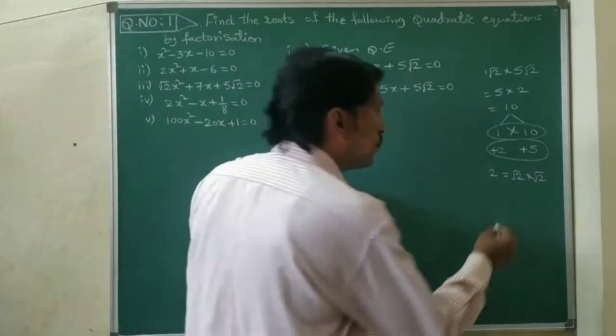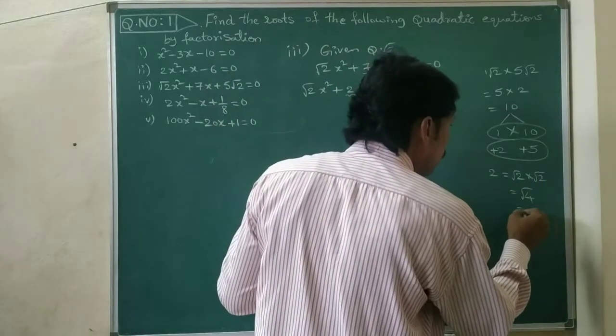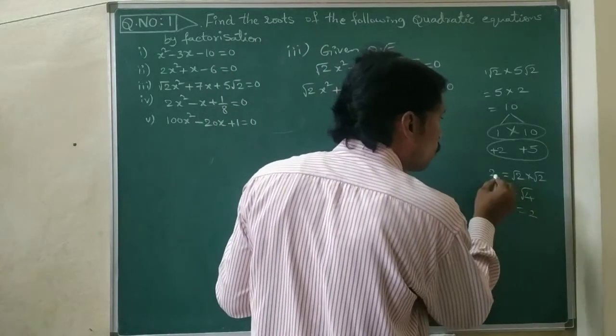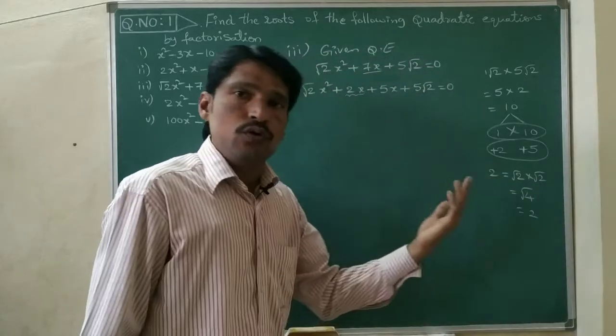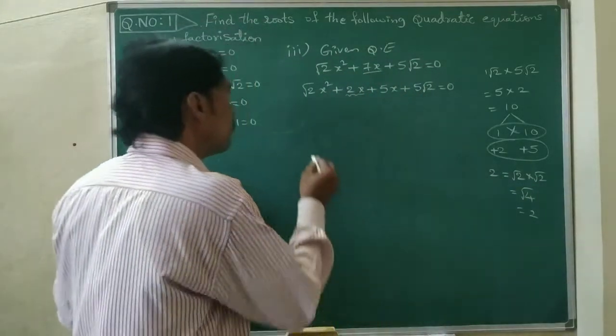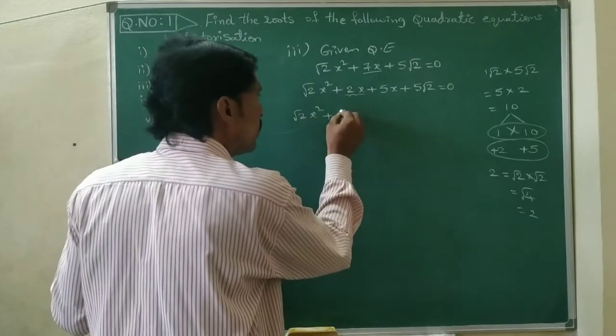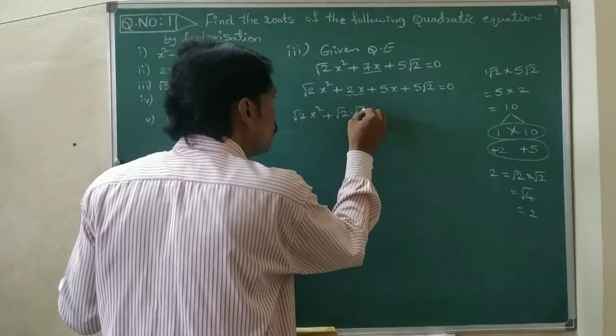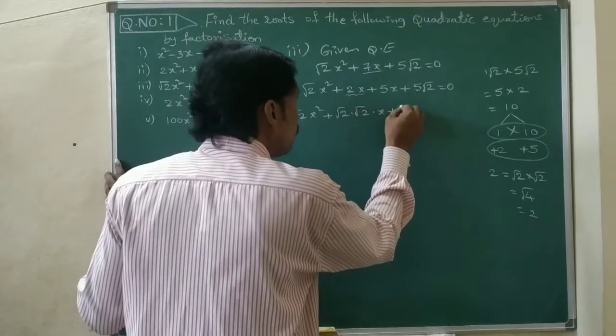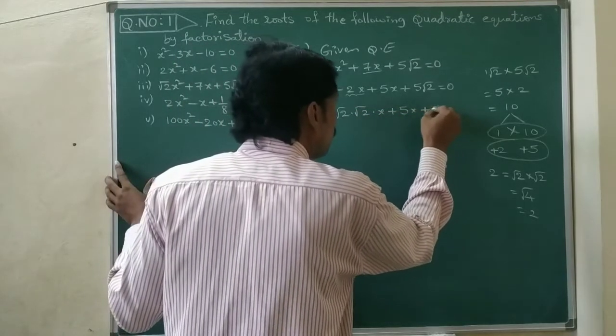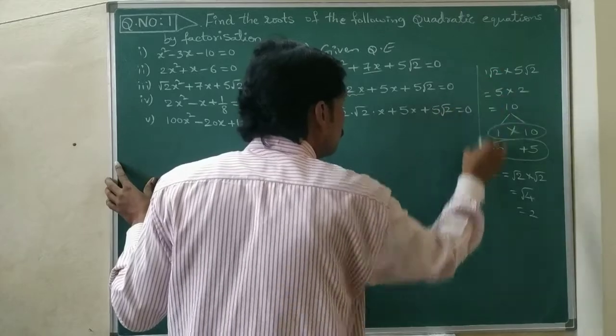Root 2 into root 2 we have to get root 4. Root 4 value is 2. So here this 2 we need to write as root 2 into root 2. So here I am writing root 2 x square plus 2, I am writing as root 2 into x plus 5x plus 5 root 2 equal to 0.